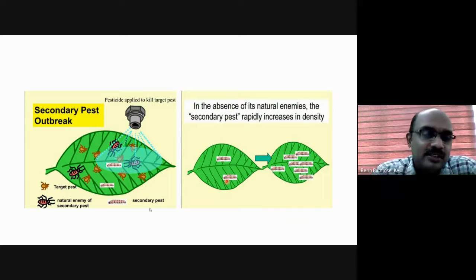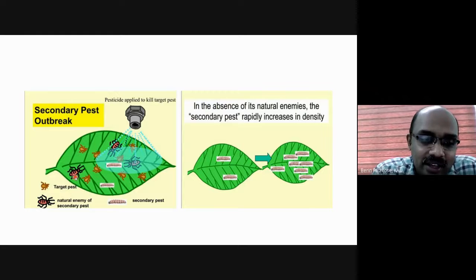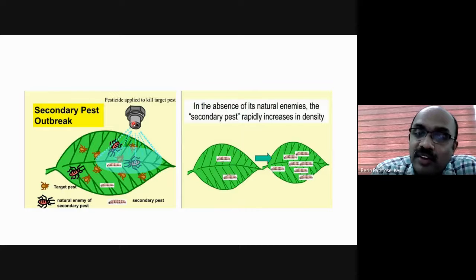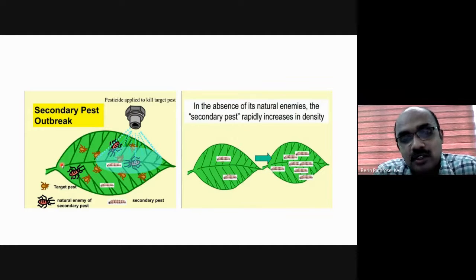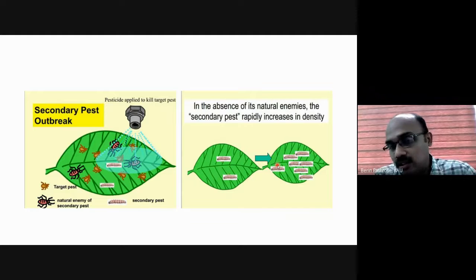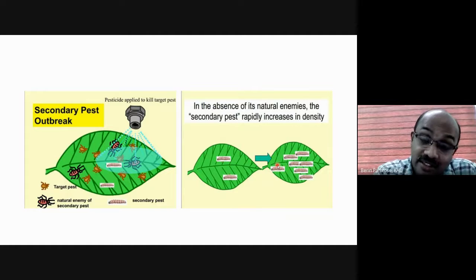Say if we are using, consider this, I will take an example. Consider this as an aphid, this is say a coccinellid, and this is a Lepidopteran caterpillar. So we used a neonicotinoid, and this neonicotinoid will invariably kill the aphid, and it had some detrimental effect on the coccinellid also. But you know that this neonicotinoid will not have any effect on Lepidopteran pests. So all the Lepidopteran pests will survive, and we have a huge population of Lepidopteran pests. So this is called secondary pest outbreak or secondary pest resurgence.